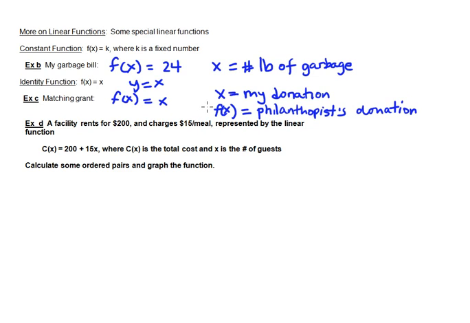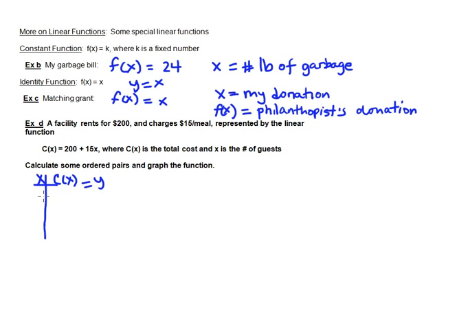So let's take a look at another application. In this example, we have a facility that rents for $200 and charges $15 per meal, and it's represented by this linear function. So the cost of hosting, say, a banquet is going to be the flat rate of $200 plus $15 times the number of guests. And it asks us to calculate some ordered pairs and to graph the function. So I'm going to make a table here with x and c of x, and you can think of c of x as being the y value.